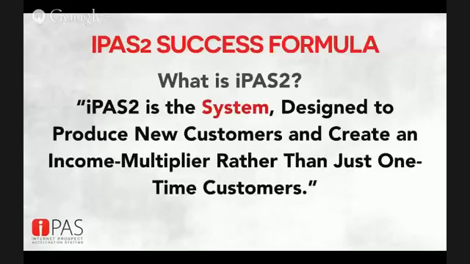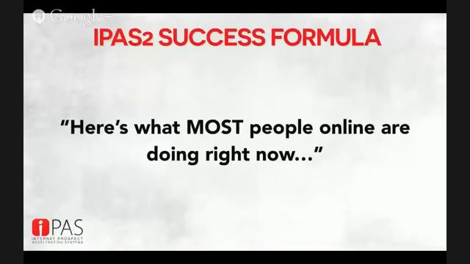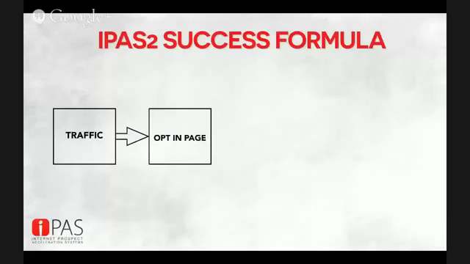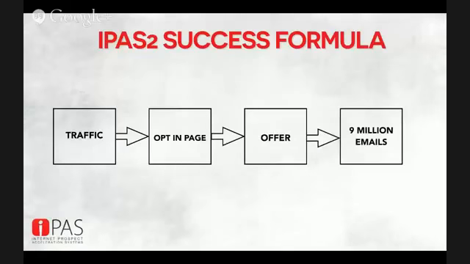All right? So let's talk about what is iPAS2. iPAS2 is the system designed to produce new customers and create an income multiplier rather than just one-time customers. Here's what most people are doing online right now. They're going to get some traffic, and then they're going to send that traffic to an opt-in page where you collect a name and email address. From there, they're going to have an offer that they're going to sell, whatever that offer is, a product or service. And then what happens after that, whether they sell it or not, they're going to send emails back to that offer. So that is the funnel that 90% of the people out there are doing.